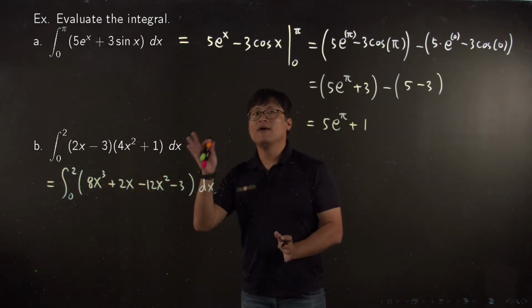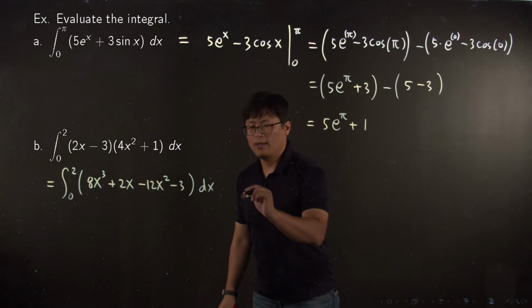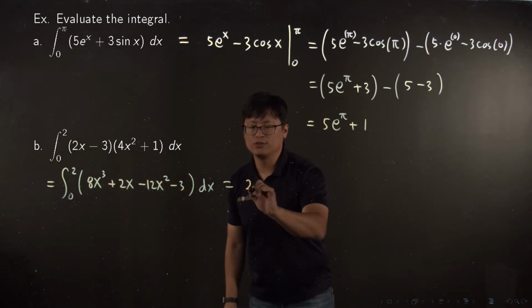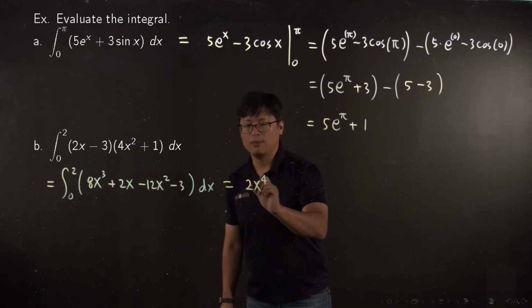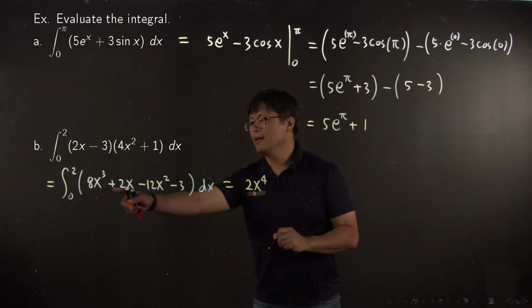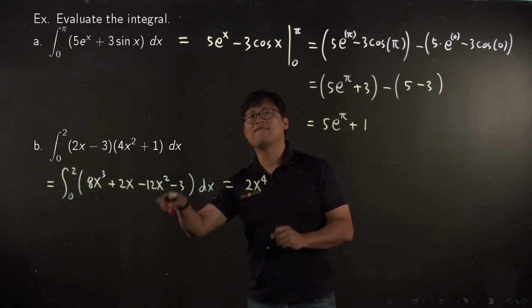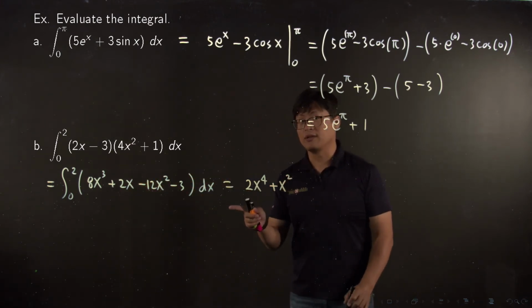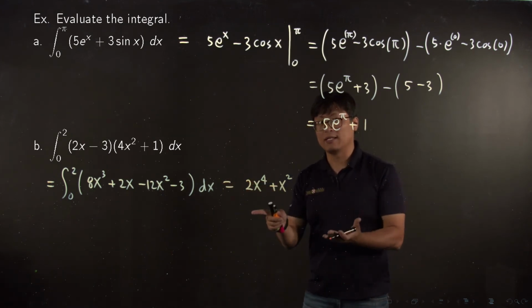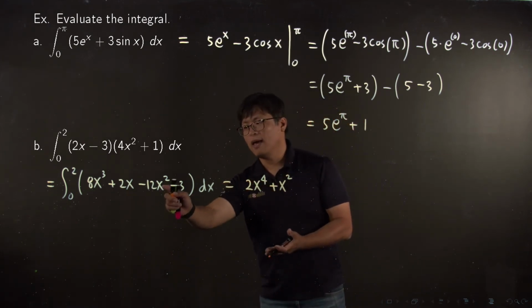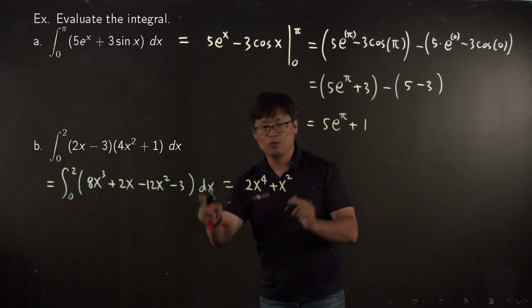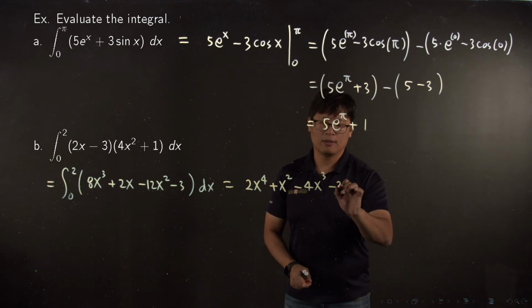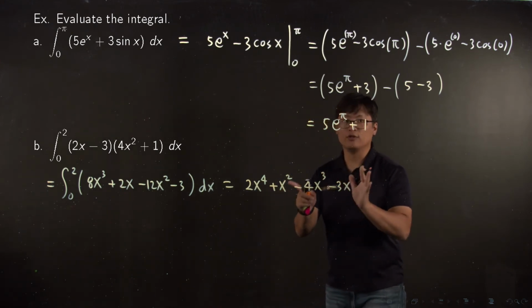So let me do the fundamental theorem of calculus part 2, okay? That is equal to 8 times 1/4 x to the 4, which is 2x to the 4. Let me just skip like this way, okay? And then 2x gives 2 times 1/2 x squared, which is simply x squared. I believe you practice a lot, that's why I can skip like this, all right? And negative 12 times 1/3 x cubed, which is negative 4x cubed, and negative 3x. That's it. Then again, you don't need the constant, right?